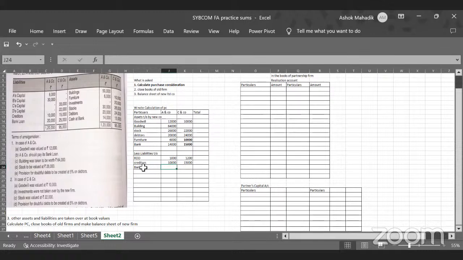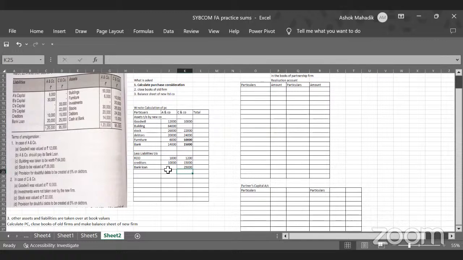What is the loan amount of C company? 25,000. In liabilities, 25,000 will come in case of C company. Got it? Okay. So everything is done.